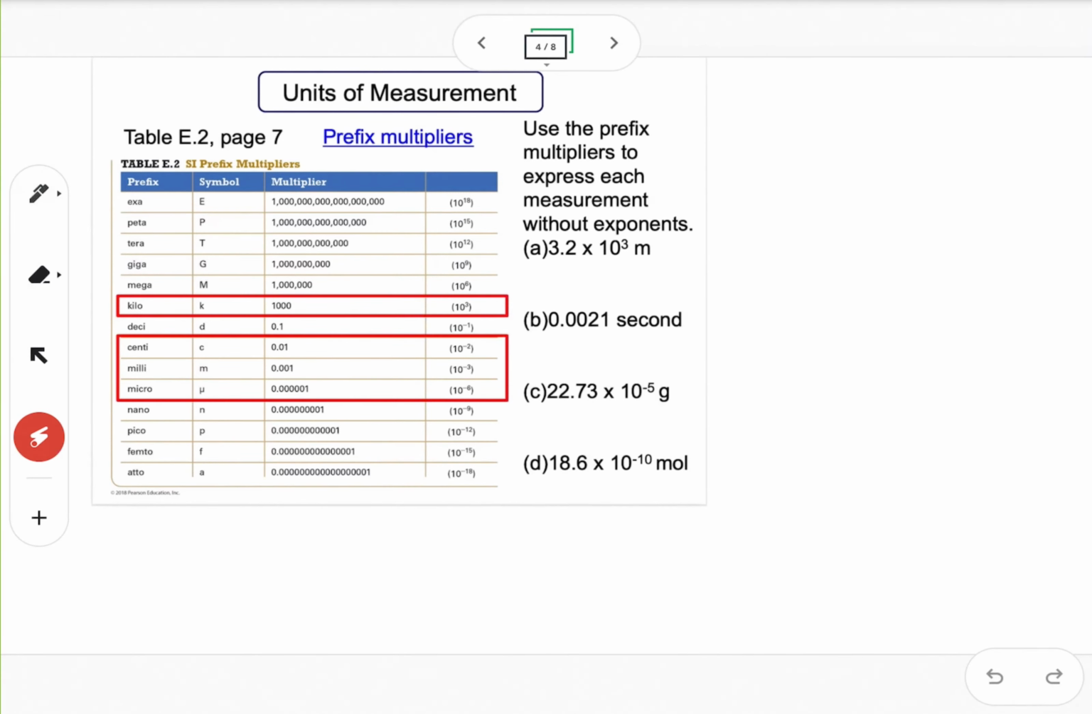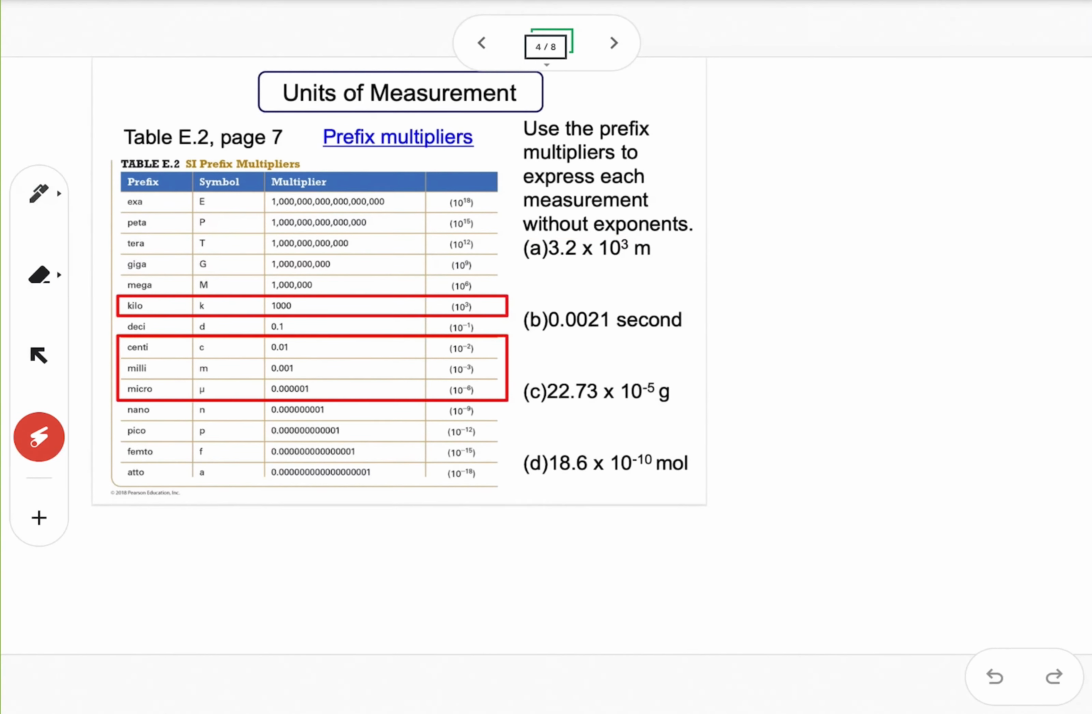Now, how do we use prefix multipliers? The purpose of prefix multipliers is that for a very large number or a very small number, we can use a prefix multiplier to make it easier for us to write or use. Okay. What do I mean by that? Let's use this example to demonstrate. This question asks you to use prefix multiplier to express each measurement without exponents.